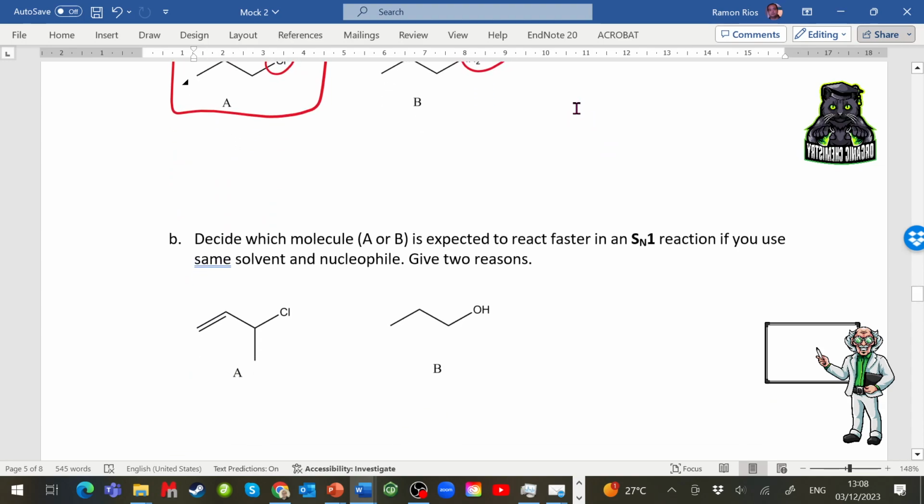Okay, B: decide which molecule is expected to react faster in SN1. What are we doing in SN1? In SN1, we want to stabilize the carbocation. Which carbocation will be more stabilized? Well, in A, first of all, this is secondary after the leaving group. What more? We can also stabilize by resonance with this double bond. And moreover, the chloride is a better leaving group than OH. That means everything indicates that A will work better than B.